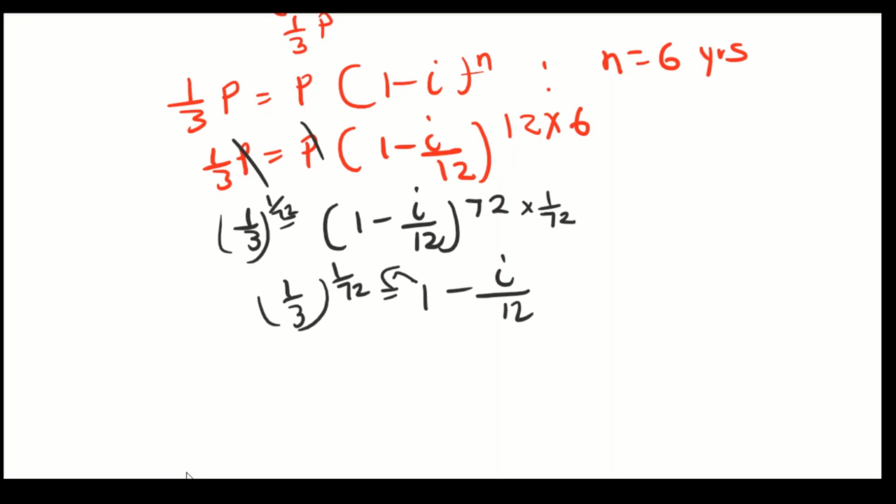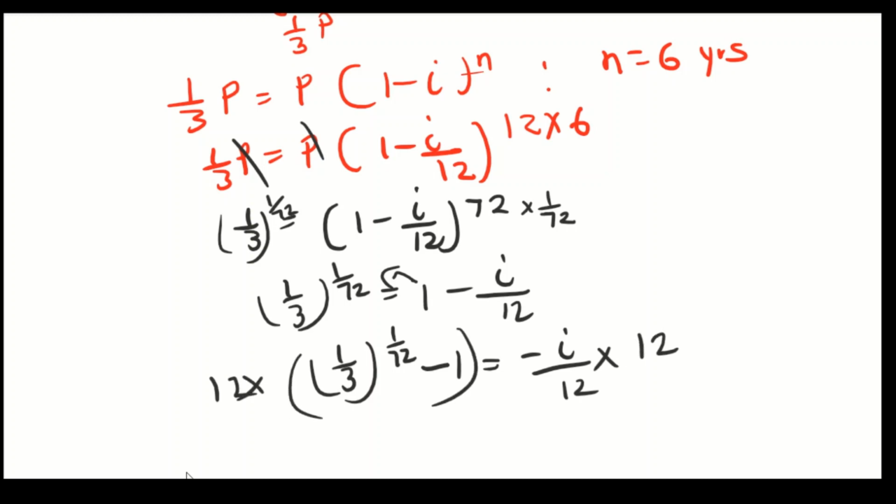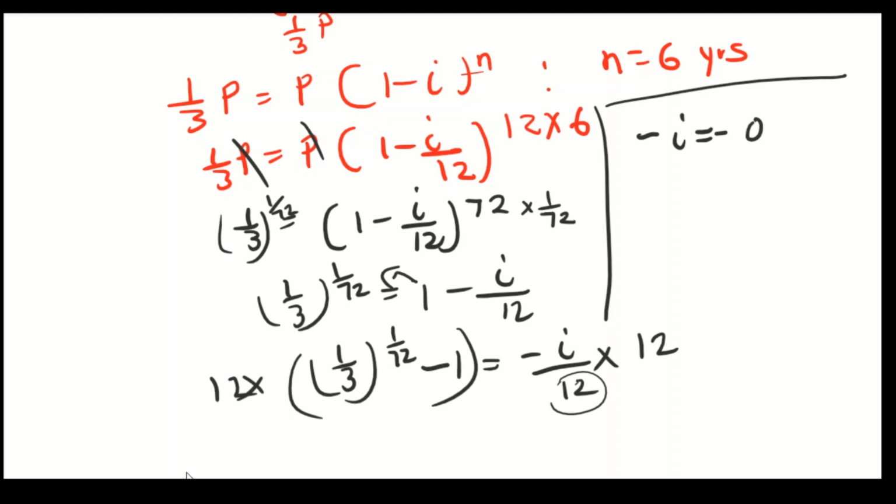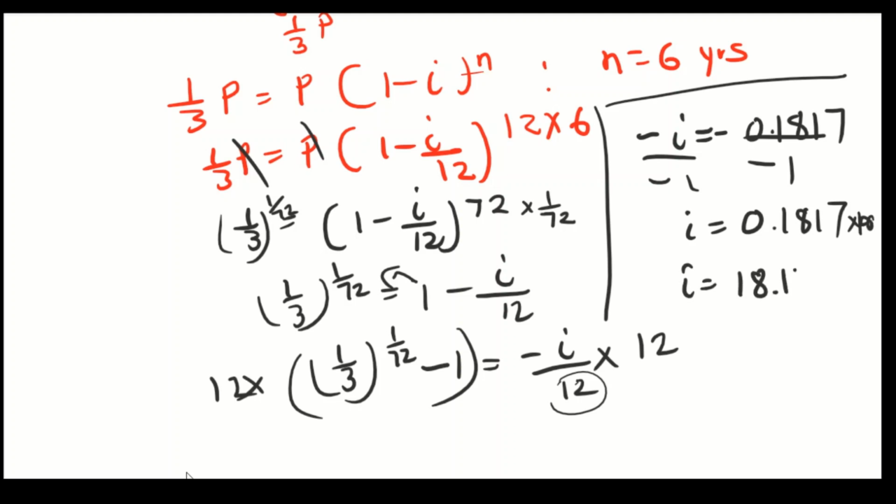Then transpose the 1 to the other side. We have (1/3) to the power of 1/72 minus 1 is equal to minus i/12. Multiply by 12 both sides. Remember that we multiplied by 12, so minus i is going to be equal to negative 0.1817. Then we divide by negative both sides. We have i equal to 0.1817 multiplied by 100, so i is equal to 18.17%. So this is the interest rate of this problem here.